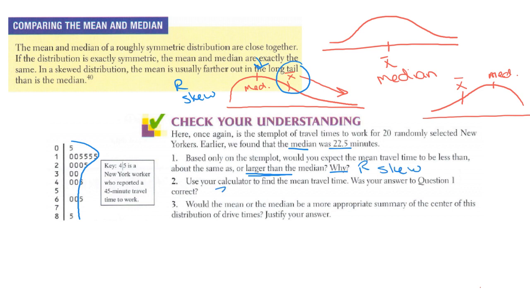Go ahead and find the mean. Hopefully you found a mean travel time of 31.25. As we said before, the mean is definitely going to be affected by these higher numbers here. So would the mean or median be an appropriate summary for the center of the distribution for this one? When data is skewed, median is usually our better choice, because our justification is that the distribution of the data is skewed.